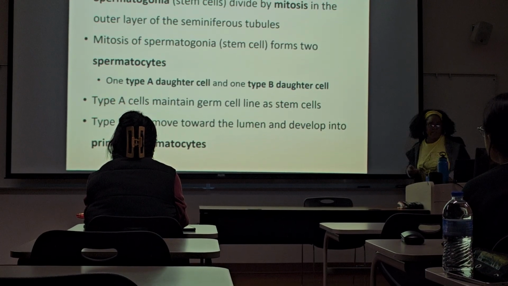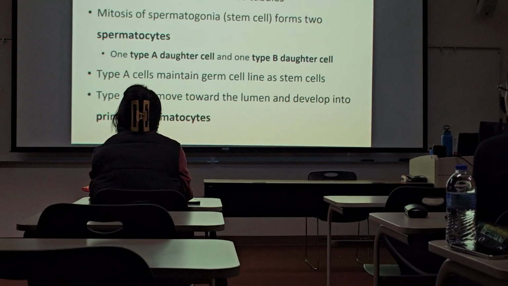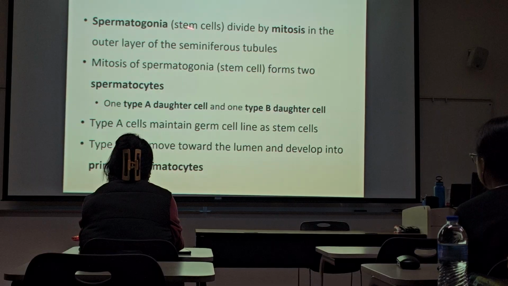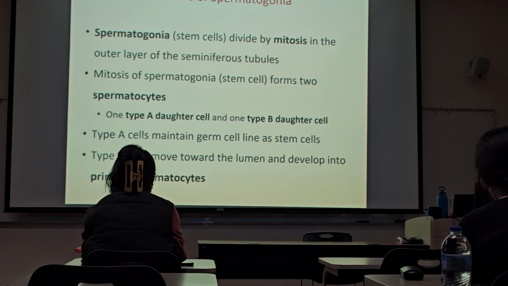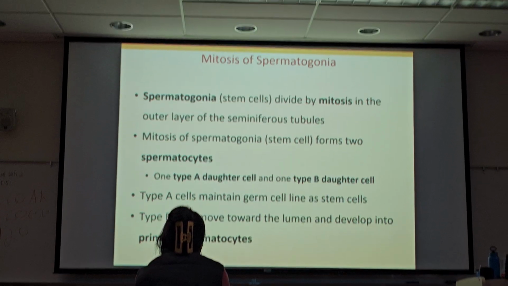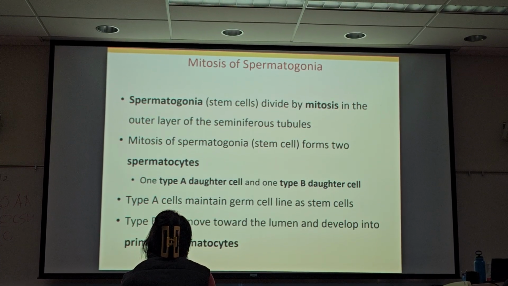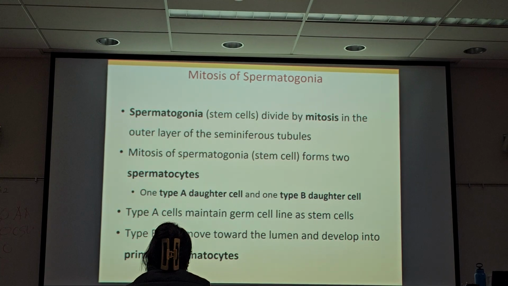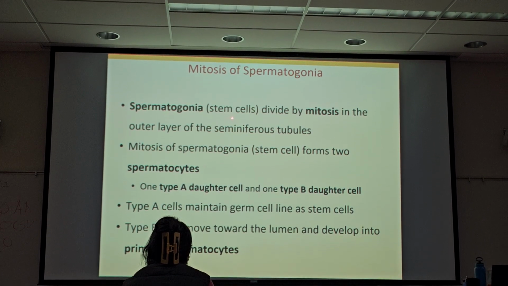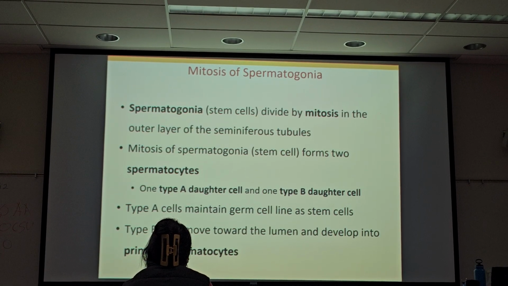So again, that stem cell, the spermatogonia, will divide by mitosis. Okay? And this happens in the seminiferous tubules. We'll see those last week. It happens in the walls of the seminiferous tubules where the stem cells are. They will divide by mitosis. One will stay in the wall and become this remaining stem cell. The other will go through the process.